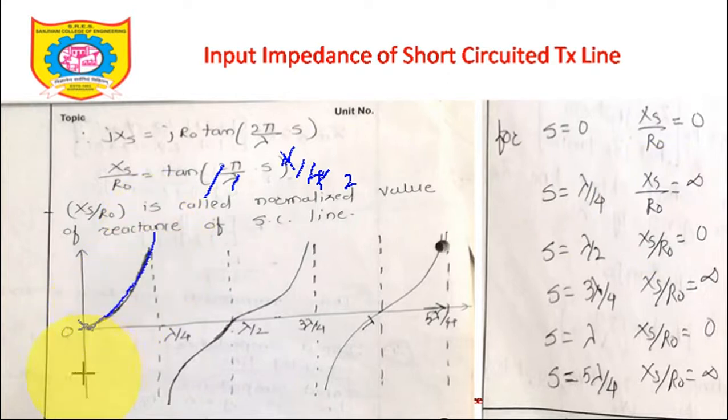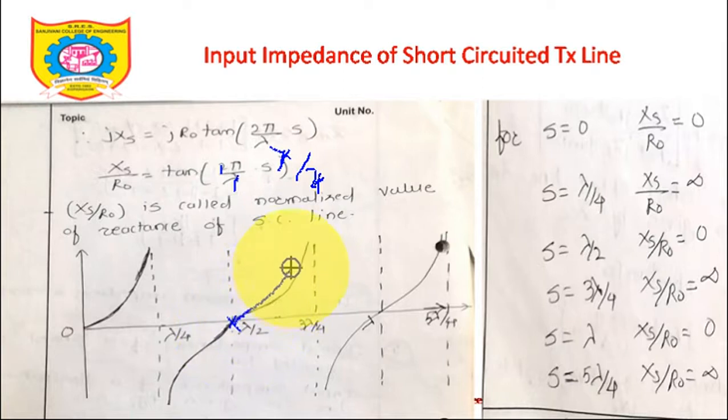So as I increase the length from 0 to lambda by 4, the impedance is going to increase in a linear fashion from 0 towards infinity. In the next case, if I put S equal to lambda by 2, once again lambda gets cancelled, this 2 gets cancelled with this 2, yes or no? So tan pi, once again tan 0 and tan pi have value equal to 0. So for lambda by 2 I am getting the value as 0, and for S equal to 3 lambda by 4, I will once again get infinity.